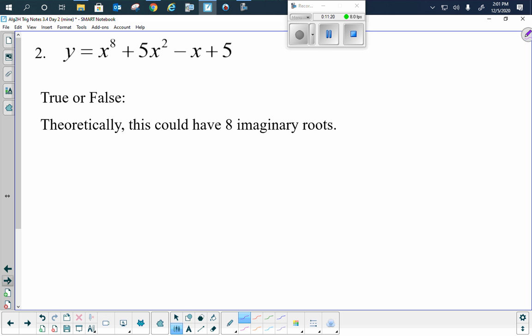So if I give you x to the 8th, and ask you, if I give you that whole polynomial and ask you true or false, and say theoretically this could have 8 imaginary roots.